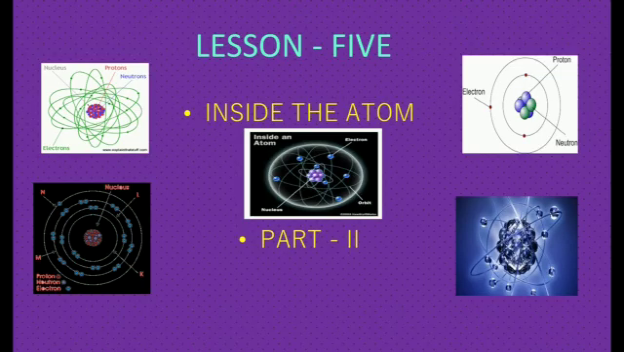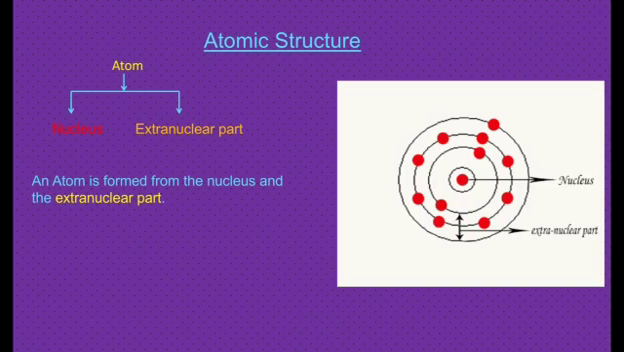Now we are going to continue with lesson number 5, inside the atom. Let us begin with atomic structure. Atom is formed from the nucleus and the extranuclear part. Look at the diagram. The center of the atom is called nucleus. The place outside the nucleus is called extranuclear part. Now we are going to learn these two parts in detail.